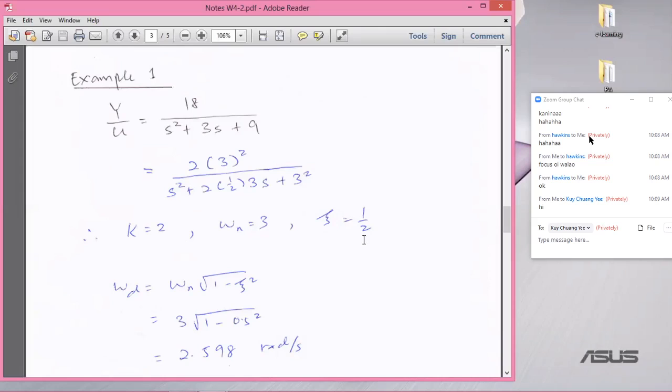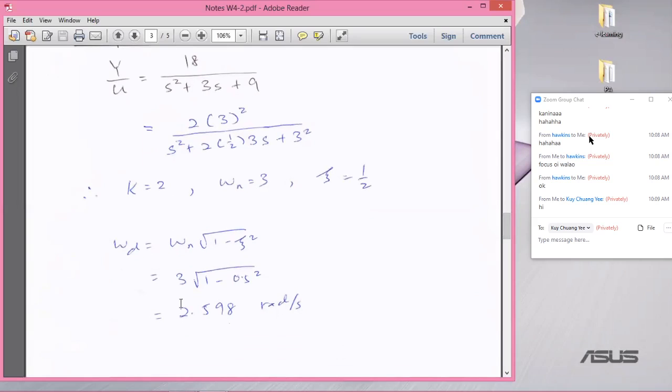Once you get these three quantities, of course, now you can draw your time response of a second order system. There's another quantity that you might be interested in, which is omega d. Omega d is the actual frequency of oscillation, which is just omega n multiplied by square root of 1 minus zeta squared. So this is omega d. It is slightly different from omega n. See, omega n here is 3. The actual frequency of oscillation is 2.59 radian per second.